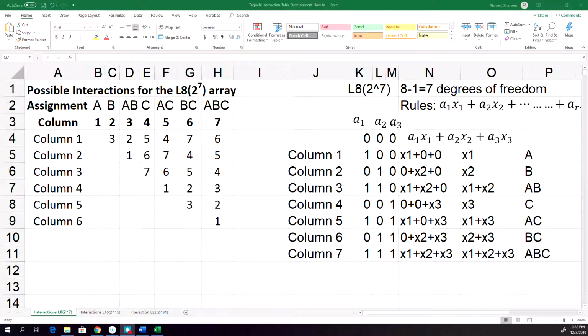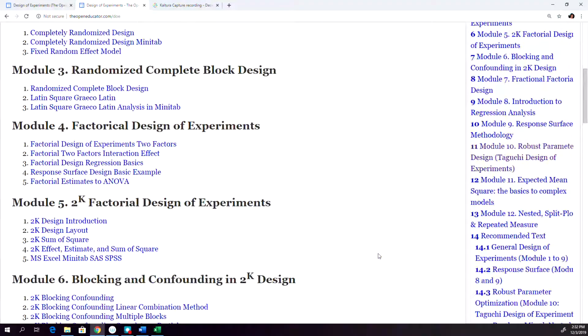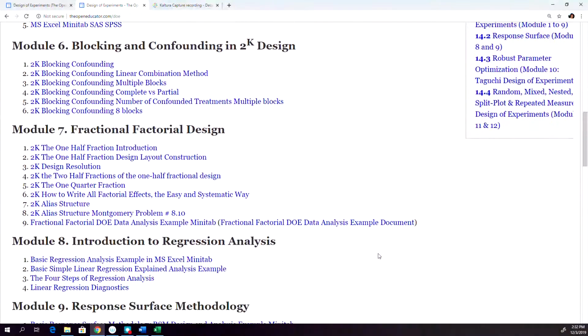Taguchi design of experiment and fractional factorial design. Now, Taguchi is a fractional factorial design. It is even more fractionated than fractional factorial design. Now, because it's a fractional factorial design, it has a whole lot of theories behind the scenes.